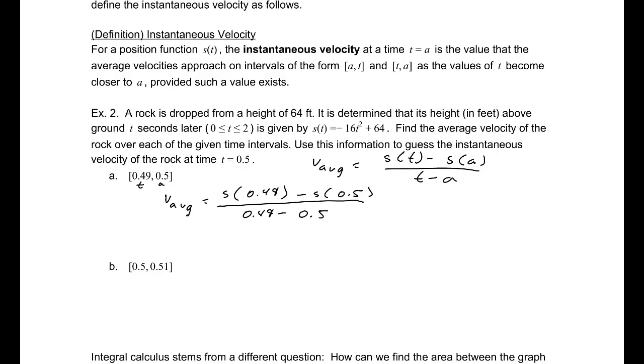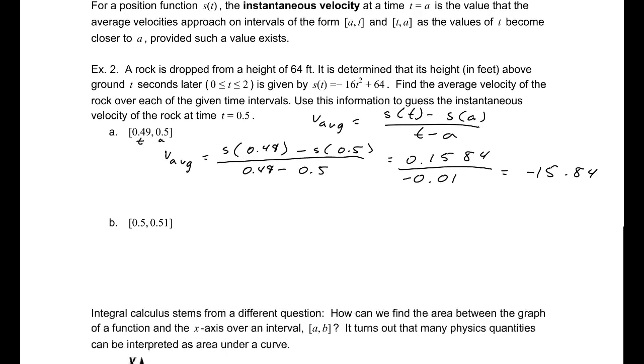Now evaluating the function at 0.49 and 0.5, and then I'm going to go ahead and subtract those. That would be 0.1584. And subtracting the denominator, that is negative 0.01. So our average velocity is negative 15.84. Move the decimal 2 places.